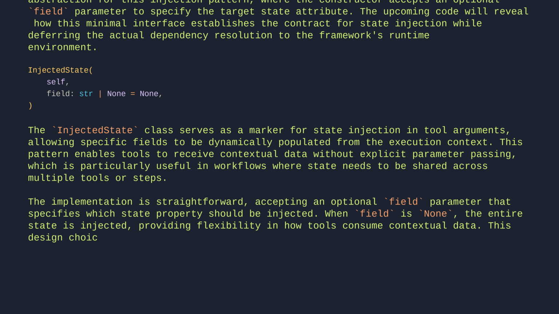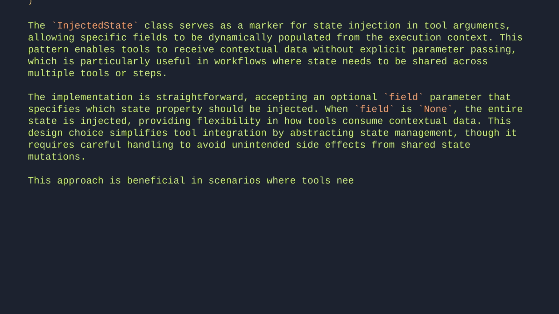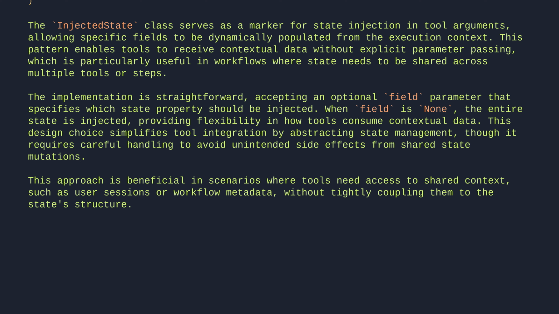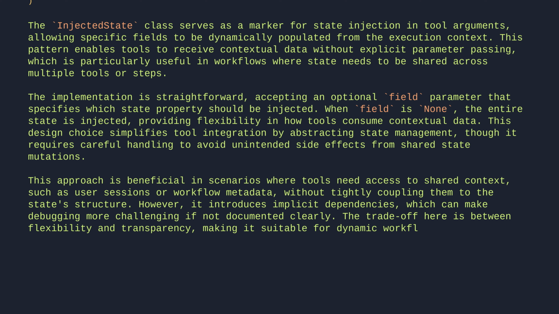This design choice simplifies tool integration by abstracting state management, though it requires careful handling to avoid unintended side effects from shared state mutations. This approach is beneficial in scenarios where tools need access to shared context, such as user sessions or workflow metadata, without tightly coupling them to the state structure. However, it introduces implicit dependencies, which can make debugging more challenging if not documented clearly. The trade-off here is between flexibility and transparency, making it suitable for dynamic workflows but requiring disciplined state management practices.